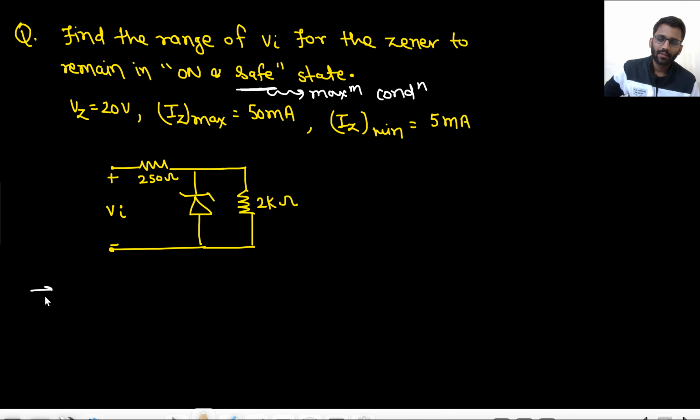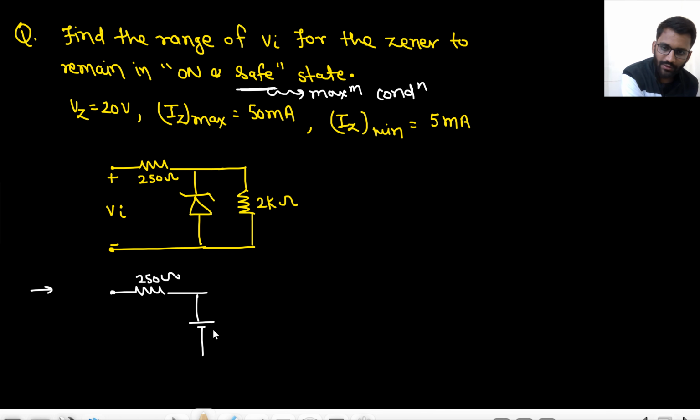So what will happen? On and safe, that means the Zener will go into breakdown. If it goes into breakdown, it will give a constant voltage drop of 20 volt. And since they have written safe, that means it will have 50 milliampere current.